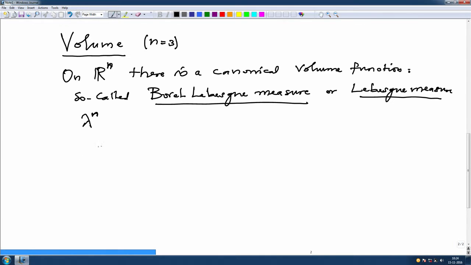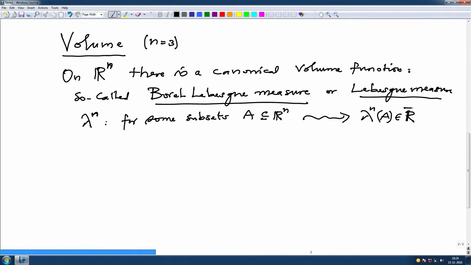So this lambda n associates, for some subsets A of R^n, a number lambda n of A. This is a positive real number, it could be infinity also. So the notation for that is R bar plus, which by definition is R plus, the non-negative real numbers, along with the symbol infinity. And that is usually called the volume, and this is associated for some subsets only, not all.